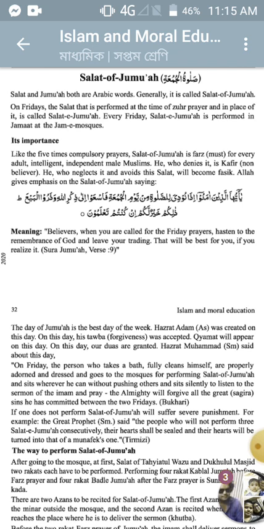Sahih Bukhari. If one does not perform Salat of Juma, he will suffer severe punishment. For example, the great Prophet Hazrat Muhammad said in a hadith, the people who will not perform three Salat of Juma consecutively, their hearts shall be sealed and their hearts will be turned into that of the Munafiqs. Tirmidhi.